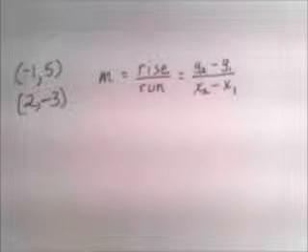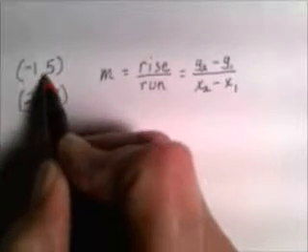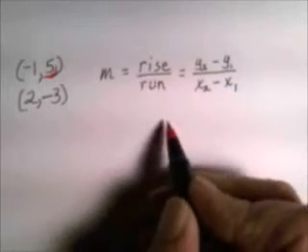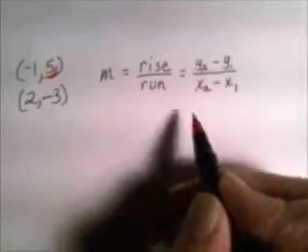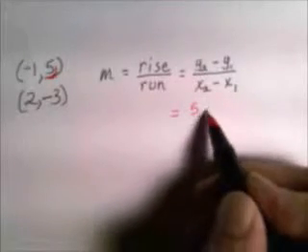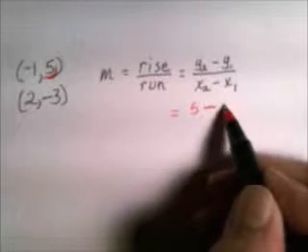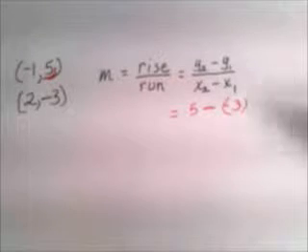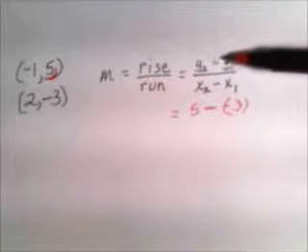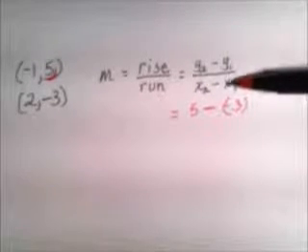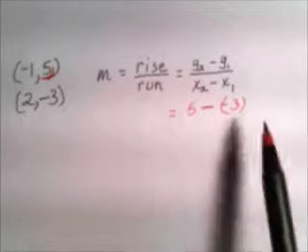So if we decide to choose the 5 for our first y that we're going to use right here, then for our rise we will have 5 minus a negative 3. Okay, this is important to remember because up here on the top you're subtracting your y values. Down here on the bottom you're subtracting those x values. Remember that subtraction is there no matter what. And when you have a negative number, the negative goes with it.